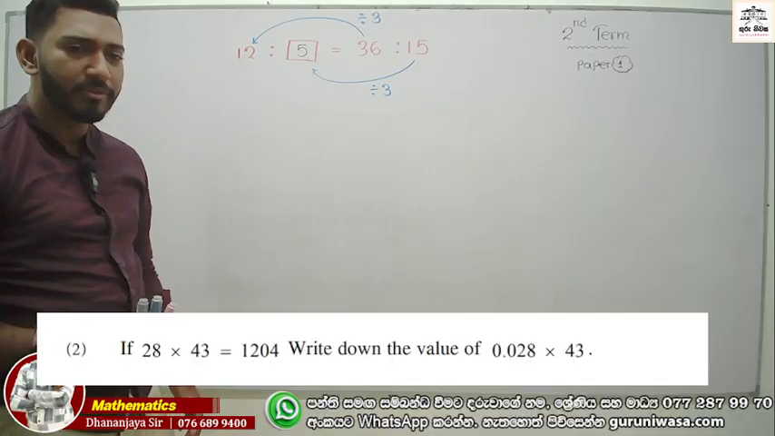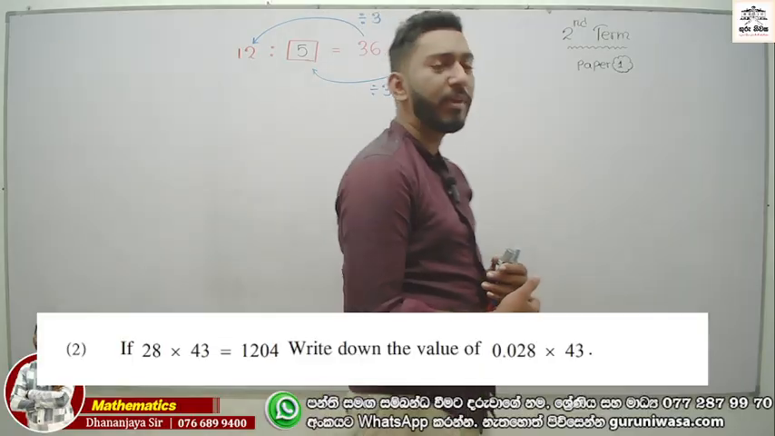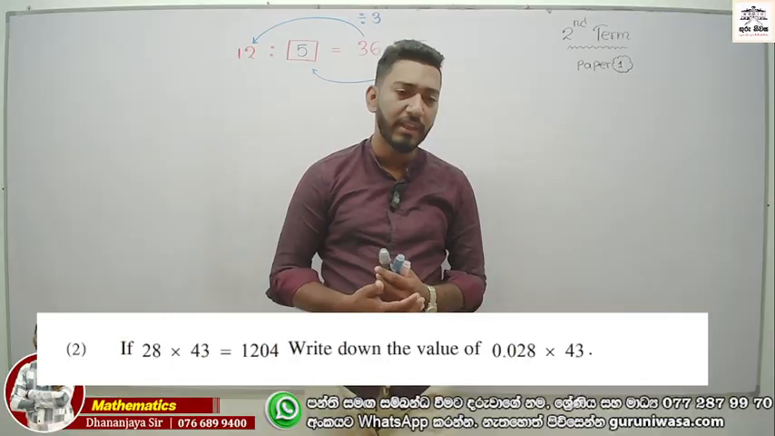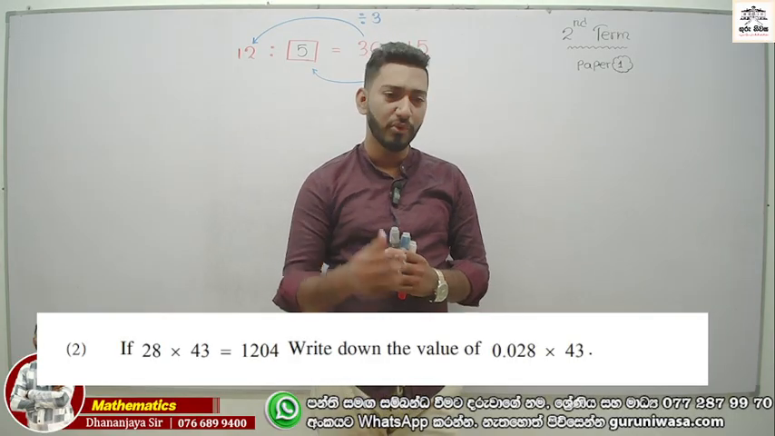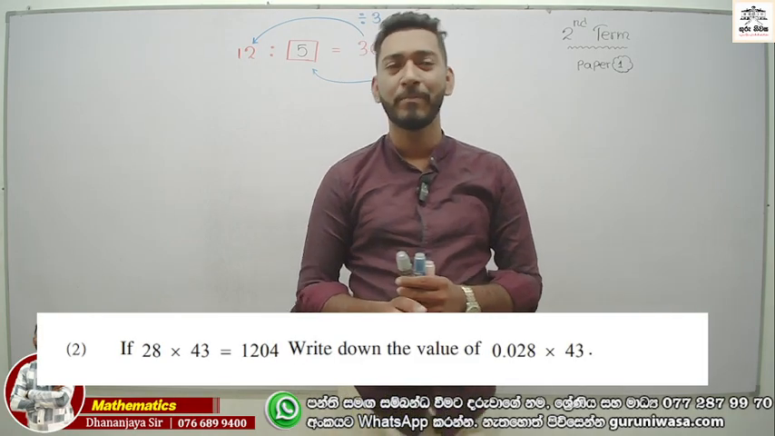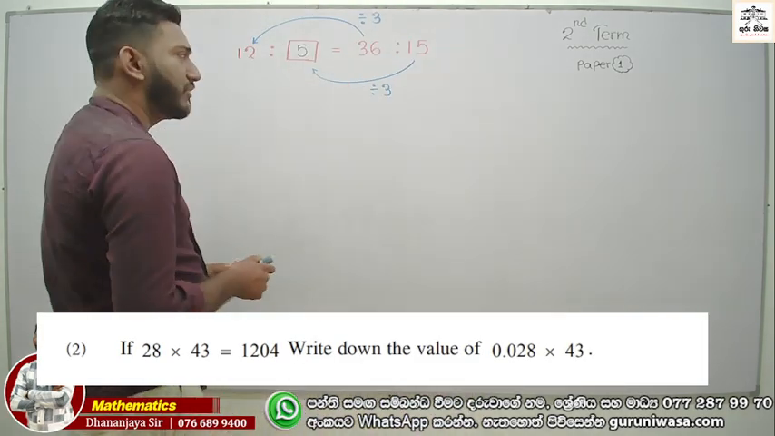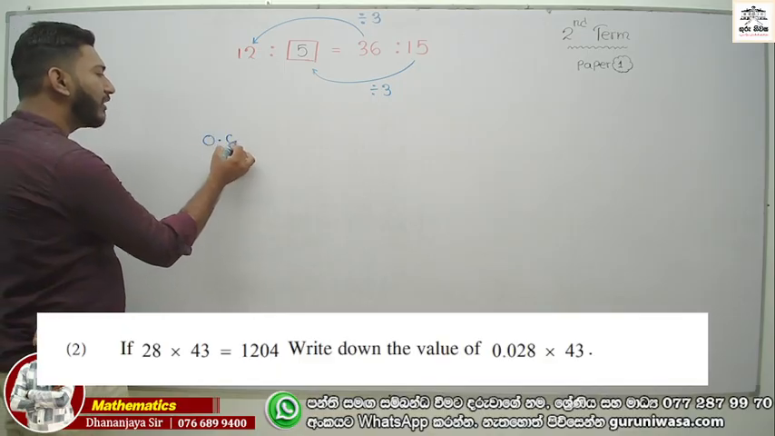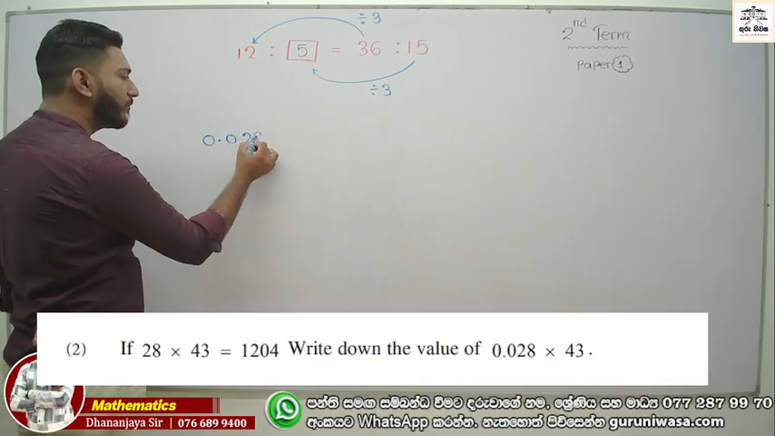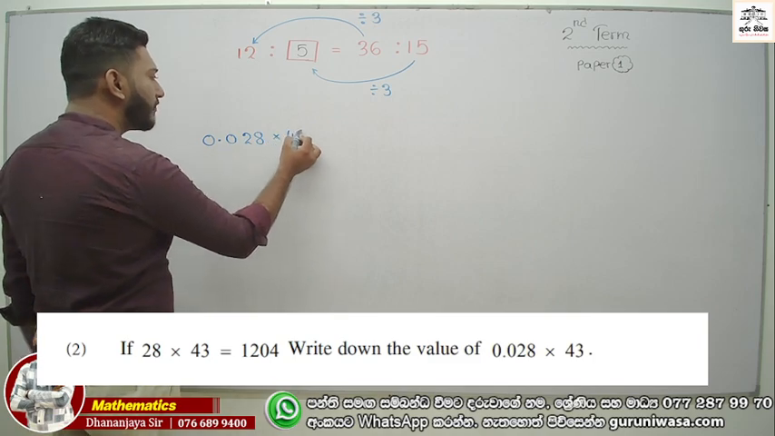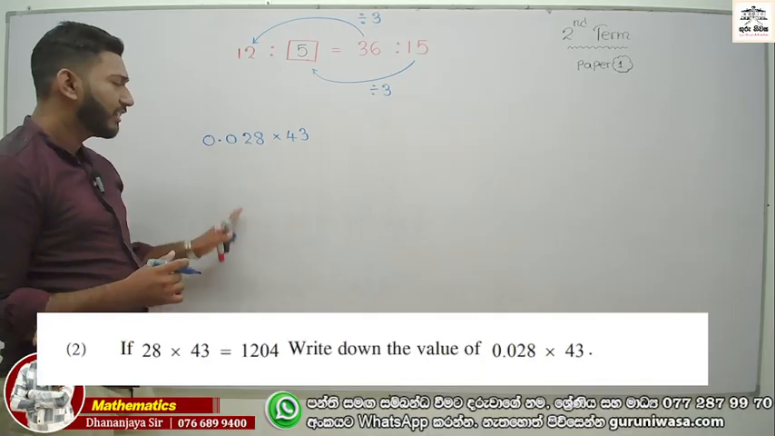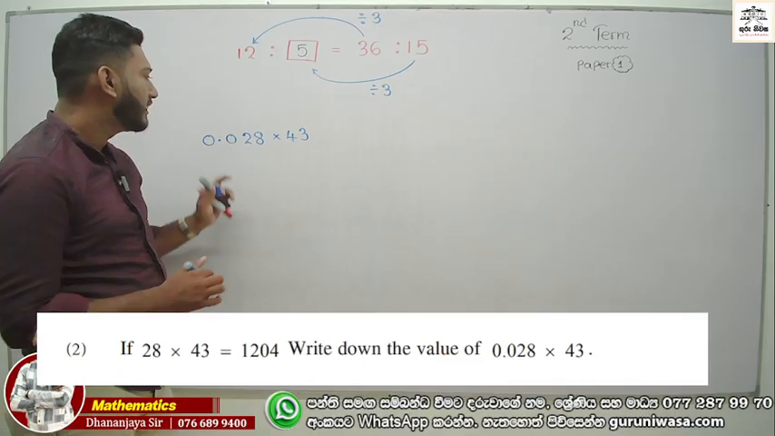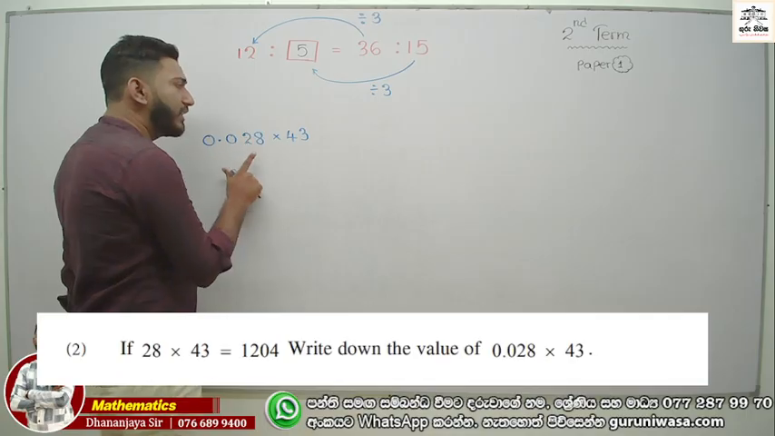Now question number 2. If 28 multiplied by 43 becomes 1204, write down the value of 0.028 multiplied by 43. That's a very easy question, and we know how to multiply decimal numbers. Now what to do? Ignore the decimal places. Without the decimal point, what is this number? This number is 28.